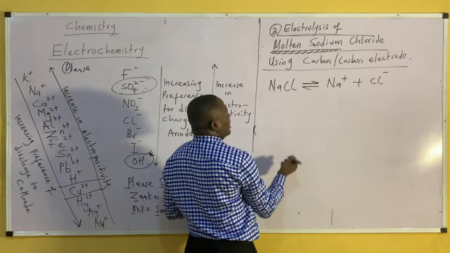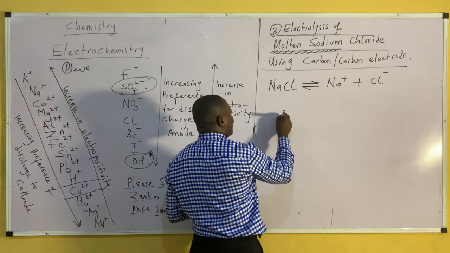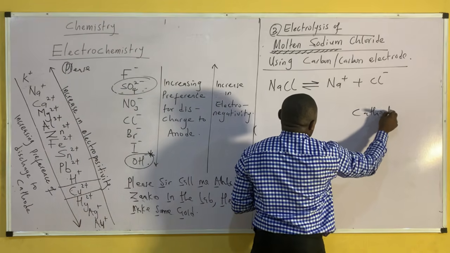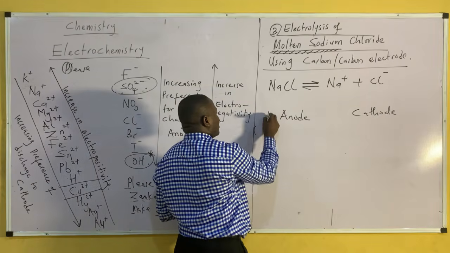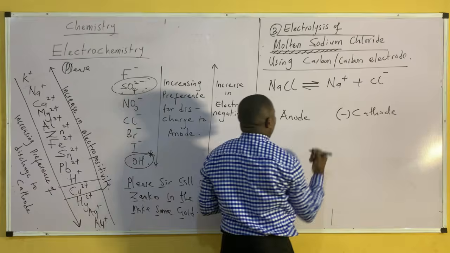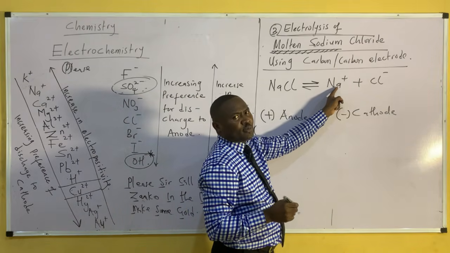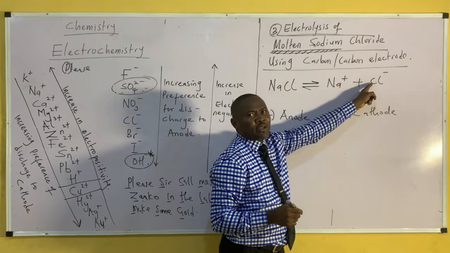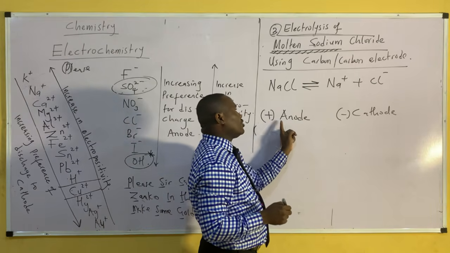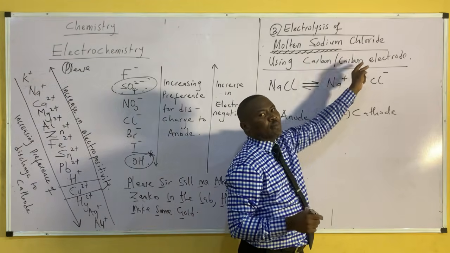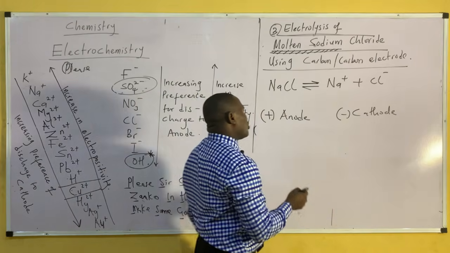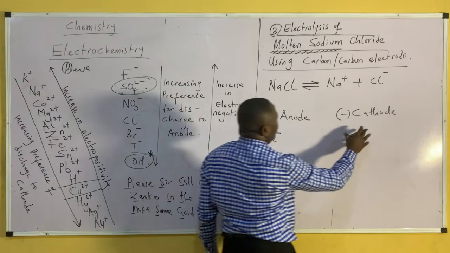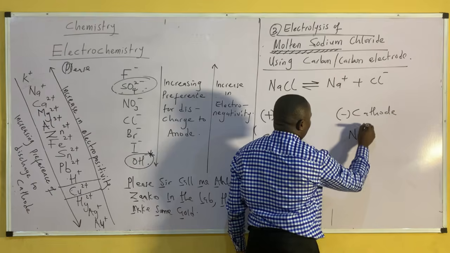So now if these are the ions, remember we have the anode and we have the cathode. This is the positive, while this is the negative. The sodium ion, which is the positive ion, will migrate towards the negative pole, while chlorine will migrate towards the positive pole. These 2 electrodes are carbon-carbon or graphite-graphite electrodes. So Cl- will come here, and Na+ will come here.